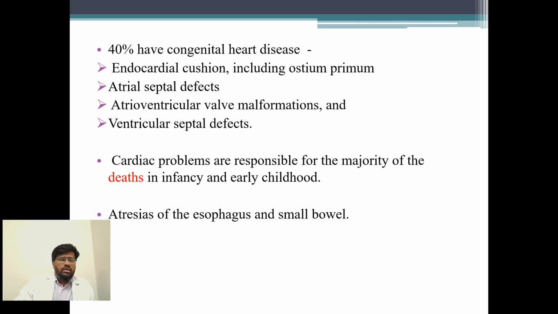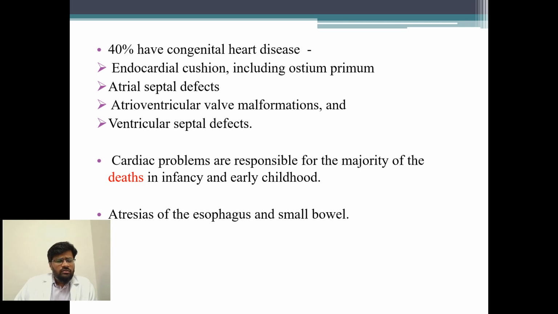And we can see a lot of congenital heart diseases. That is, 40% of these cases have congenital heart diseases. For example, septal defects, which can be atrial or ventricular, or valve malformations, or an endocardial cushion defect, or ostium primum defect. So there is mental retardation, sure, and deaths also occur due to these cardiac problems. That is one of the major causes.